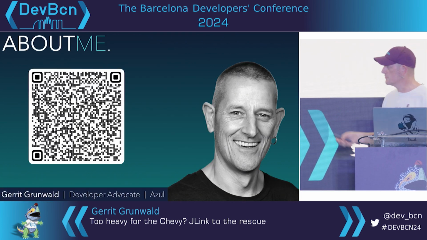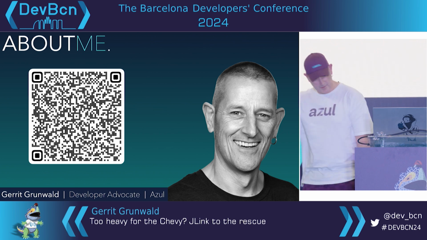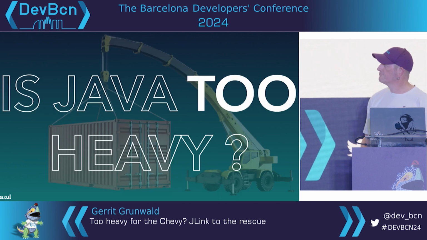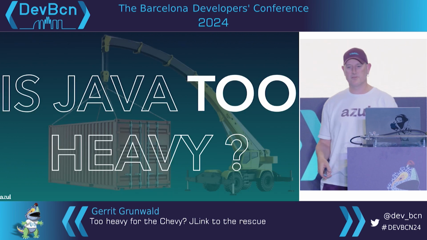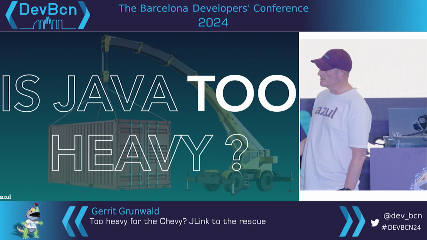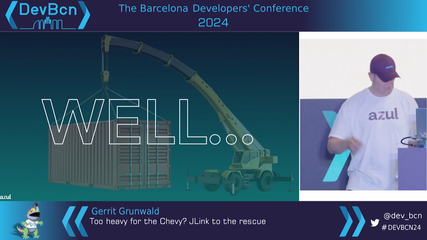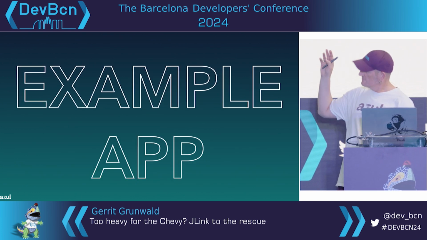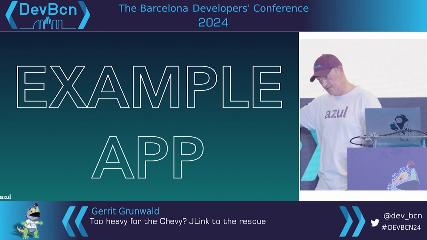So my name is Gerrit Grunwald. I'm working for Azul. We do JVMs and everything related to Java. And the question is, is Java too heavy when we talk about containers, so Docker images? Well, it depends, right? Because first of all, I have an example app, and you can check it out.